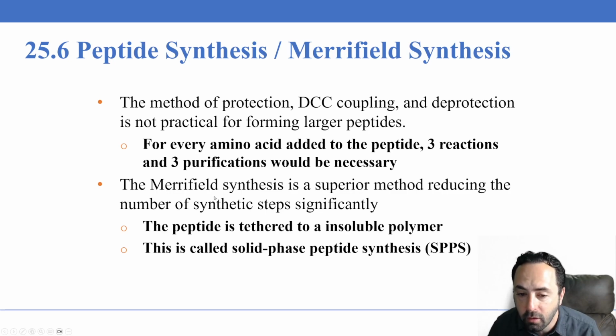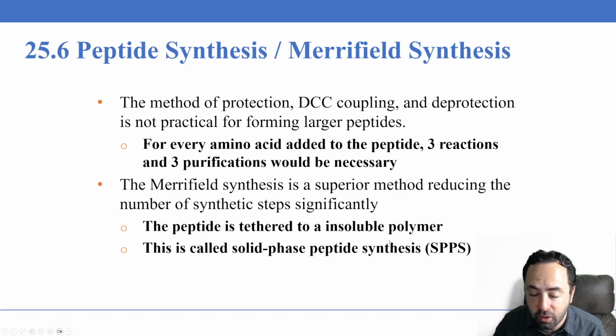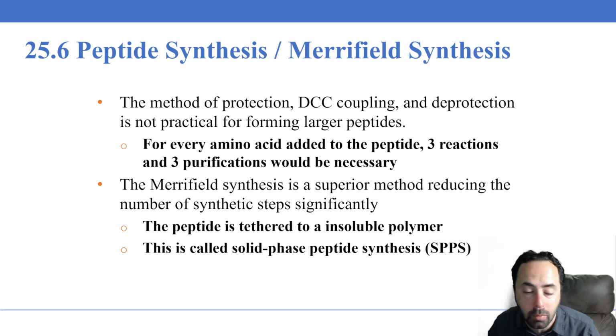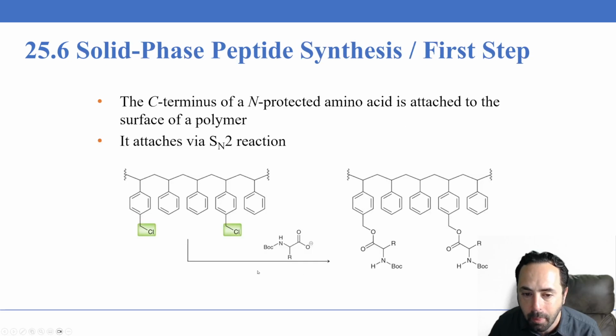So there's an alternative synthesis called the Merrifield synthesis, which is a superior method, and it reduces the number of steps. The peptide is going to be tethered to an insoluble polymer. So what we're doing at this point is just building off of one end instead of building off of both ends, because one end of the peptide is completely blocked by being attached to an insoluble polymer. Because this is attached to a solid, we call this solid phase peptide synthesis, or SPPS.